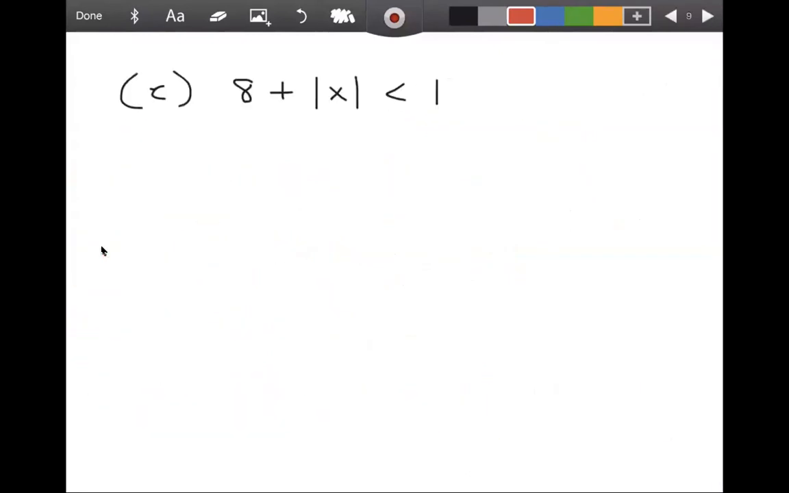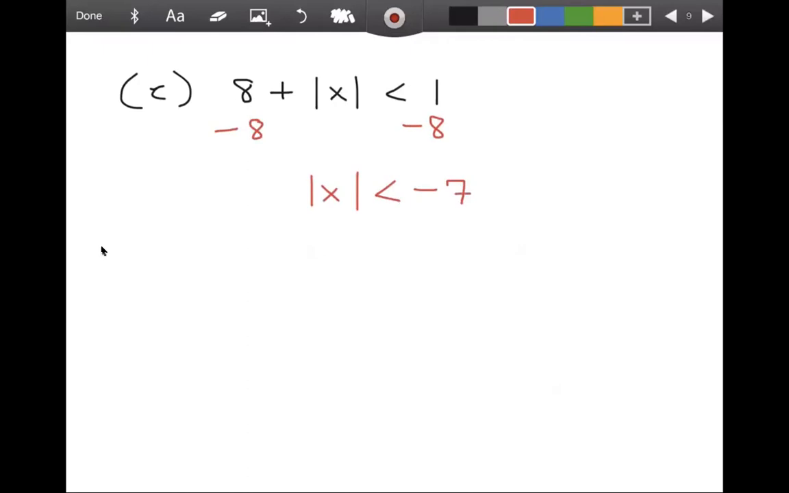Okay, so now we get into the weird problem. So starting with this one, 8 plus the absolute value of x is less than 1. First of all, the absolute value is not isolated, so let's fix that. We'll subtract 8 from both sides. We get absolute value of x is less than -7. So the absolute value is isolated, but the number on the right side is not greater than 0. So we just kind of have to think logically about this.